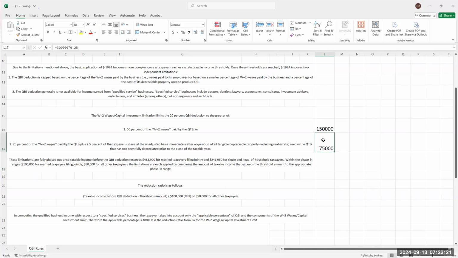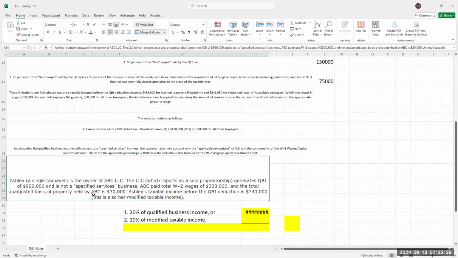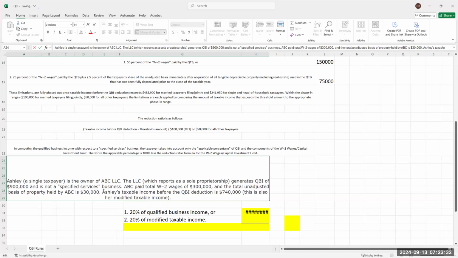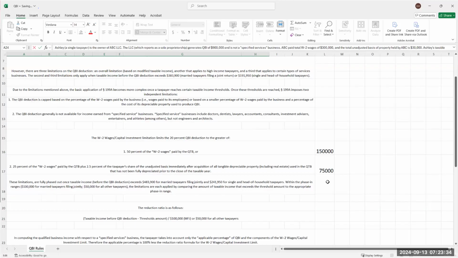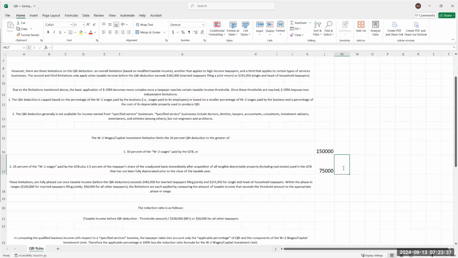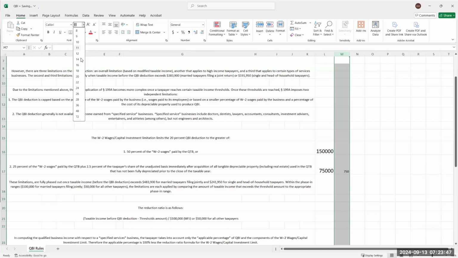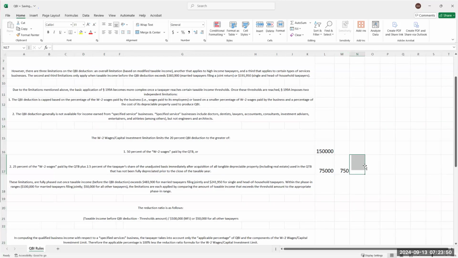And then we would also have to add 2.5% of the unadjusted basis of qualified property. The problem lets us know that they have unadjusted basis of property of 30,000. So 30,000 multiplied by 2.5%. Therefore, we add that up. Again, it becomes a bit more complex once there's more nuance. So it'll be the 75,000 plus 750. So we have these numbers we're factoring.